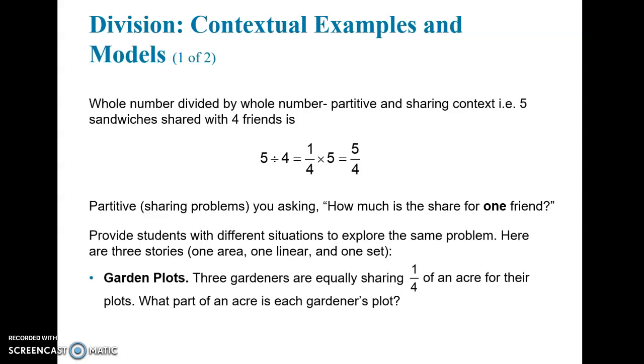So each person, and then you could say color them, like a yellow, a red, a blue, and a purple on each one. So you know that everybody's going to get a 1/4 of each of the 5 sandwiches.